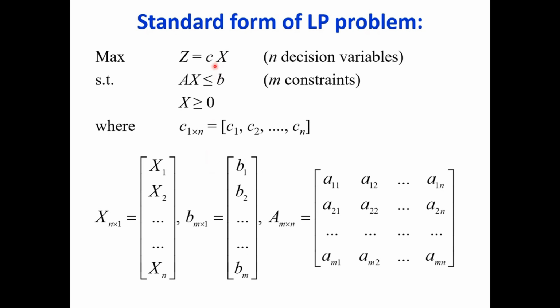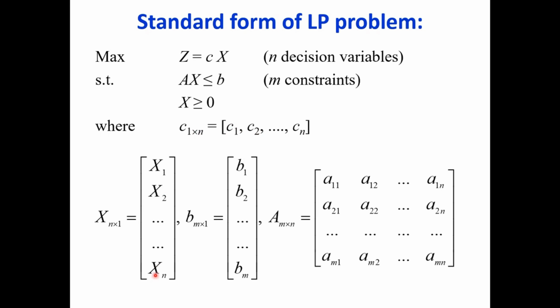So again, here's our standard form of the LP, where z equals c of x. There are n decision variables, Ax less than or equal to b, so we have m constraints, so then A is an m by n matrix, and x is n by 1, b is an m by 1 column vector, x greater than or equal to 0, and we have this result here.